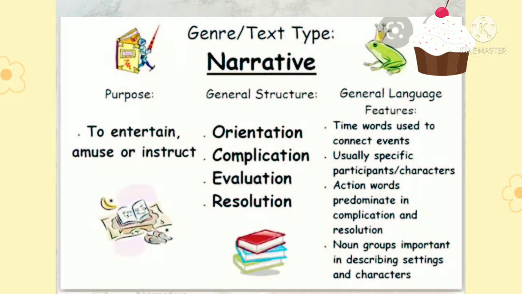Tujuan narrative text. The purpose of narrative text is to entertain, amuse, or instruct. Jadi tujuannya benar-benar untuk menghibur. Ada empat struktur dari narrative text, yaitu orientation, complication, evaluation, and resolution. Nah, biasanya ciri-ciri bahasanya itu time words used to connect events, ada specific participants atau characters, lalu ada action words, dan juga noun in describing settings and characters.